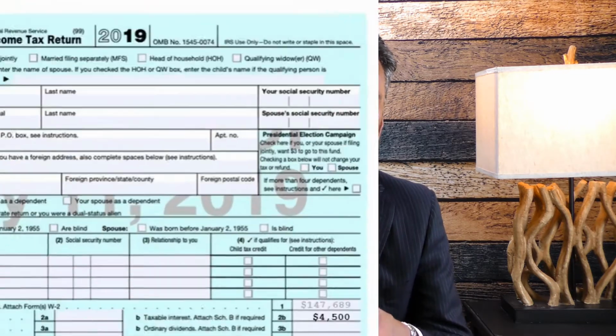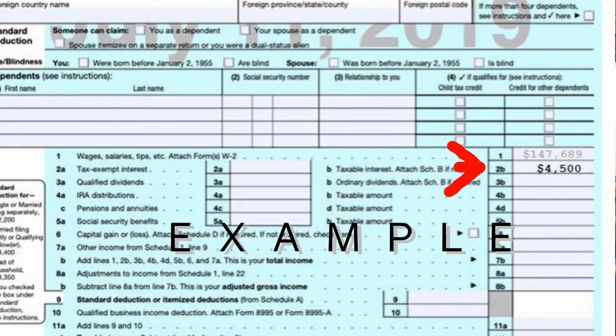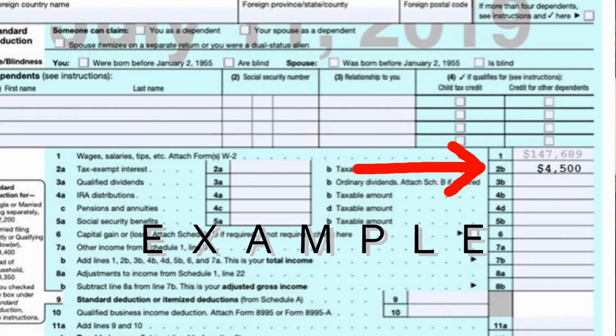And then the other thing I look for in your tax return is taxable interest. Now, this is not as big of a problem as it used to be because interest rates are very low, but if I see a fairly large amount in taxable interest, then, hey, maybe I'm going to suggest some tax-deferred investment vehicles.